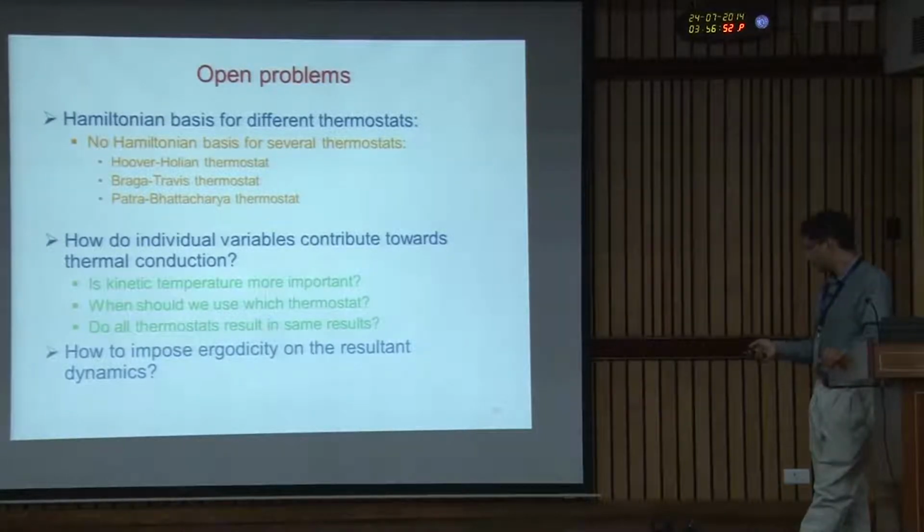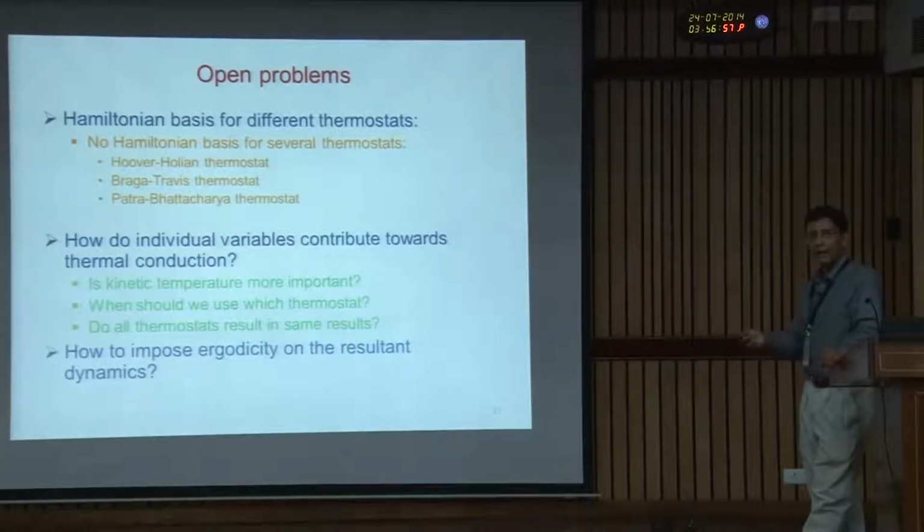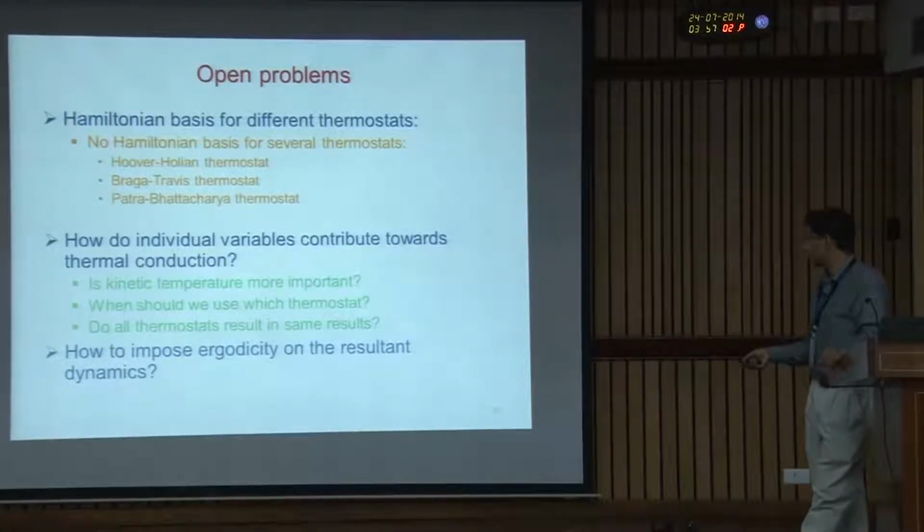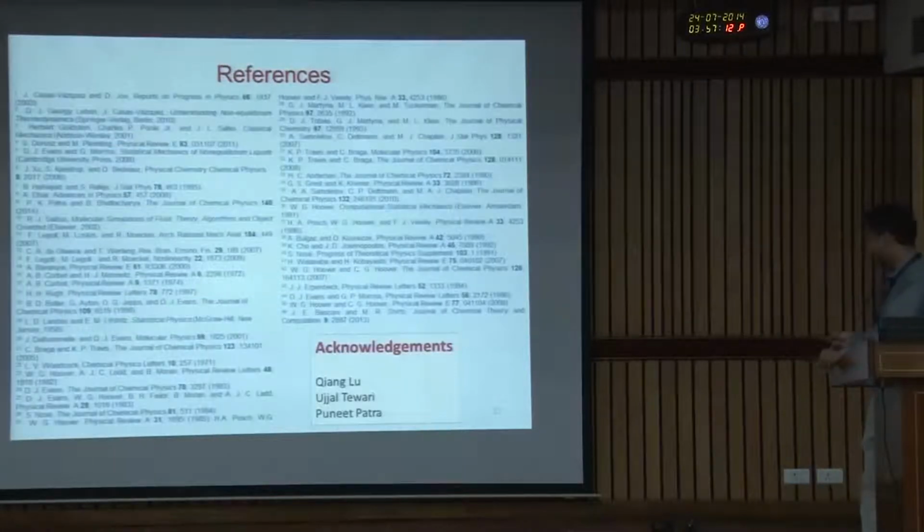And this is also an open question: if I am generating a canonical distribution, then it must be space-filling ergodic. But these thermostats don't do that, neither does ours. So how do we impose ergodicity on the resultant dynamics? So these are some of the open questions.